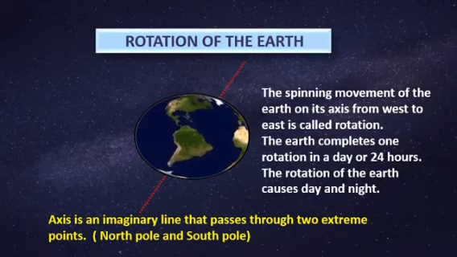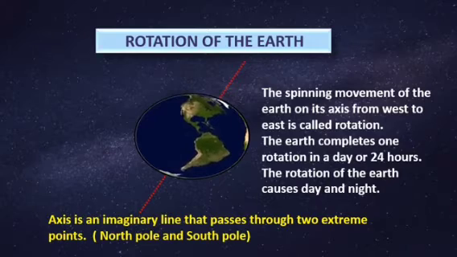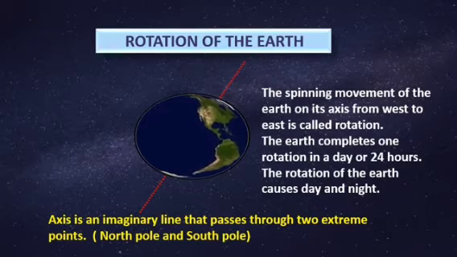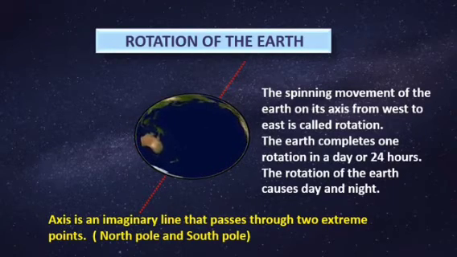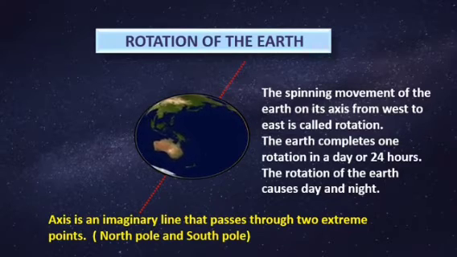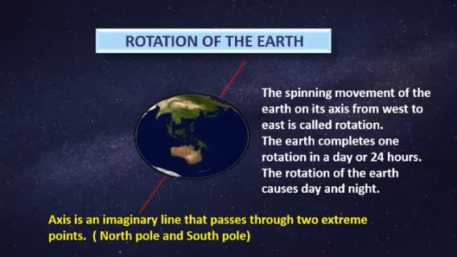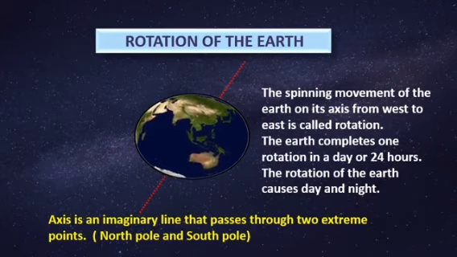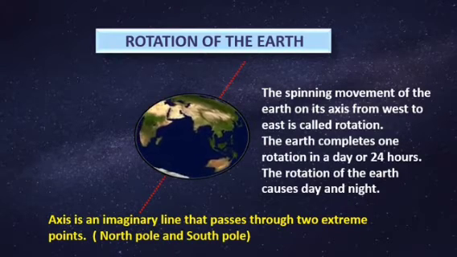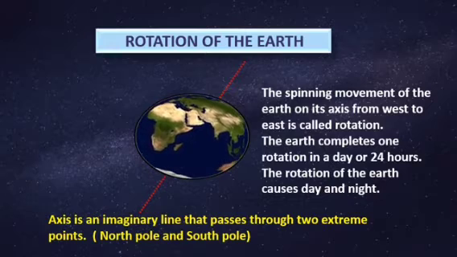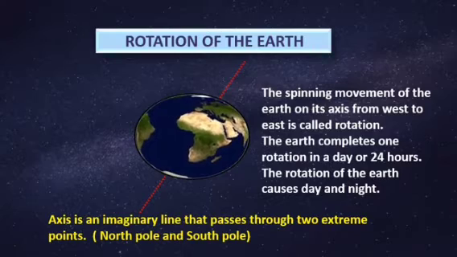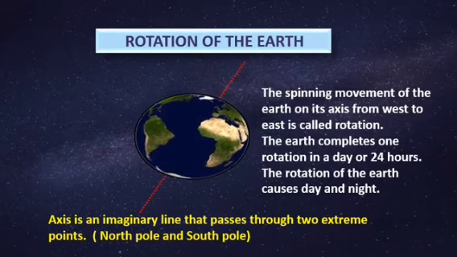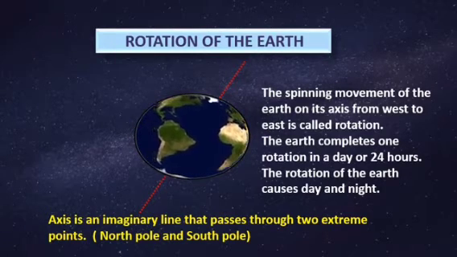Can you see the dotted line vertically passing through the Earth? This is the axis. The Earth spins on its axis, and this spinning movement of the Earth is called rotation. The Earth completes one rotation in a day or 24 hours. The rotation of the Earth causes day and night. Let us study how day and night are caused.